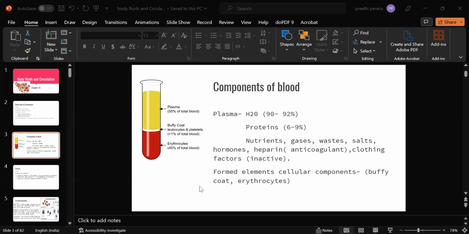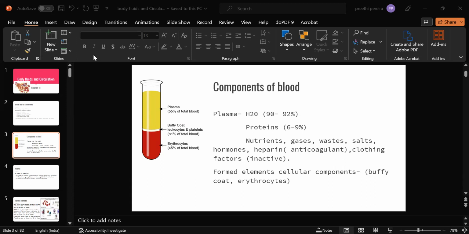What are formed elements? ये बहुत important है. Formed elements are all the cells. तो ये leukocytes, platelets, erythrocytes are the cells of the blood. तो blood cells को हम बुलाते हैं formed elements. You can also divide blood into 2 components, plasma and formed elements.